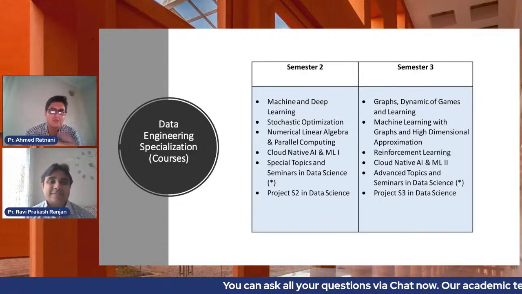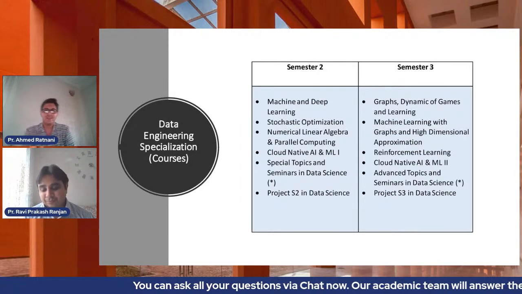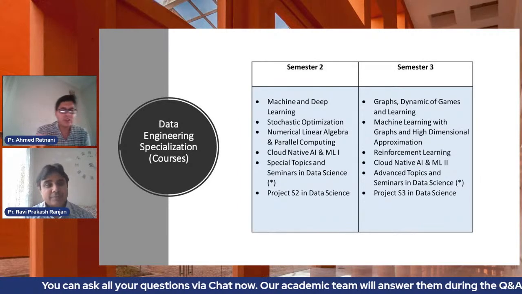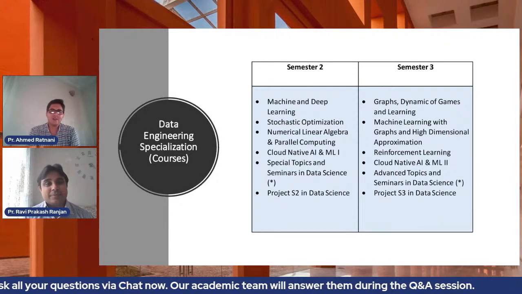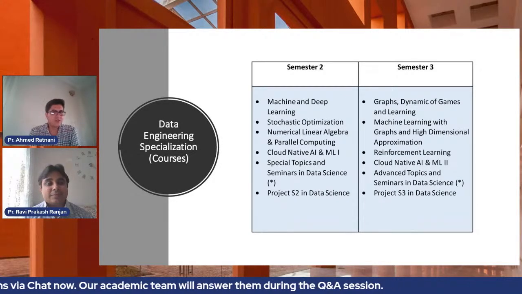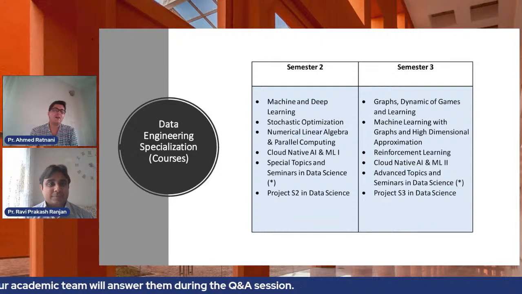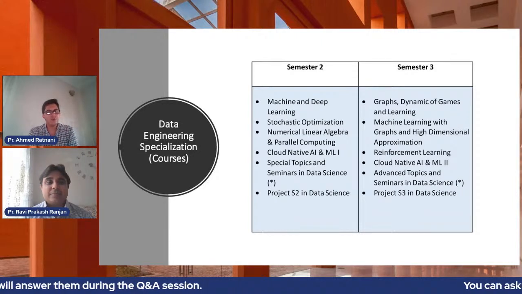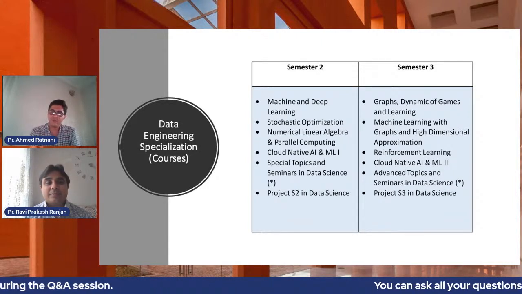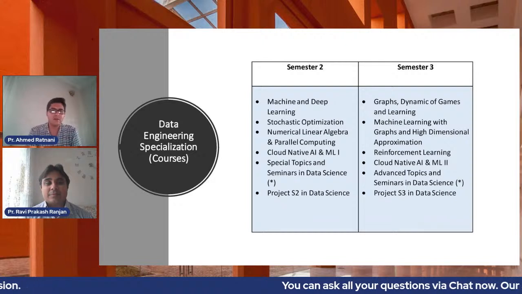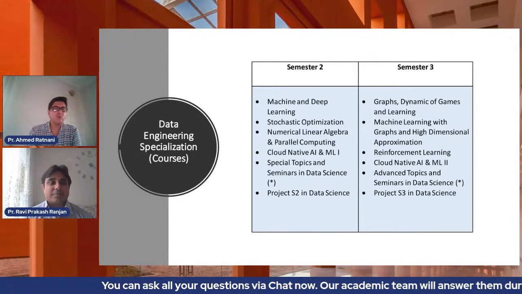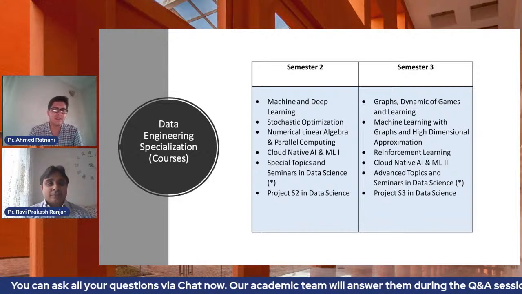Thanks a lot, Ravi. So then comes the second semester. And again, we are still in the common part. Students will learn about machine learning and deep learning, and also stochastic optimization. So during the first semester, they learned about deterministic optimization. And now we'll be talking about stochastic optimization.